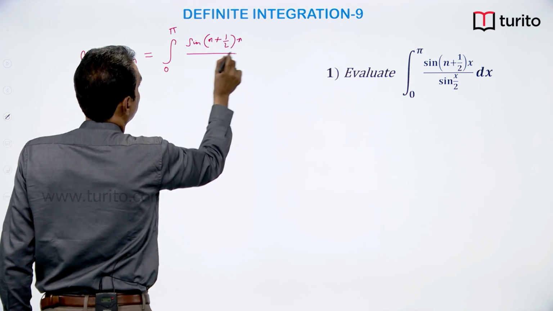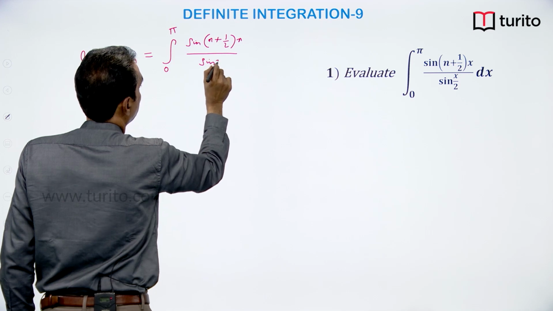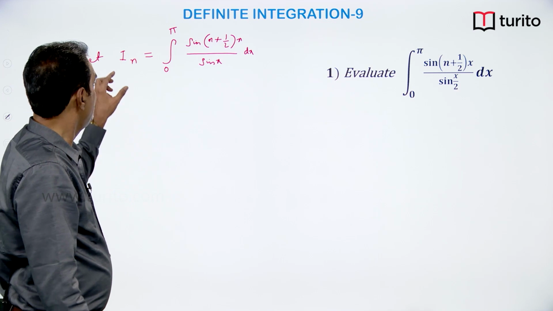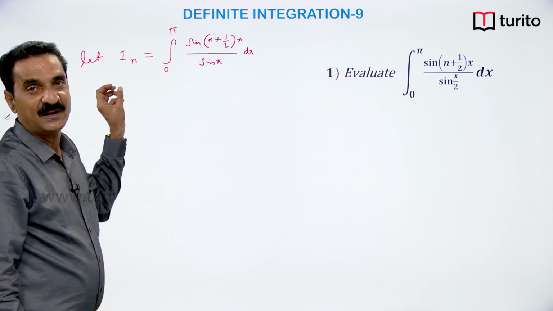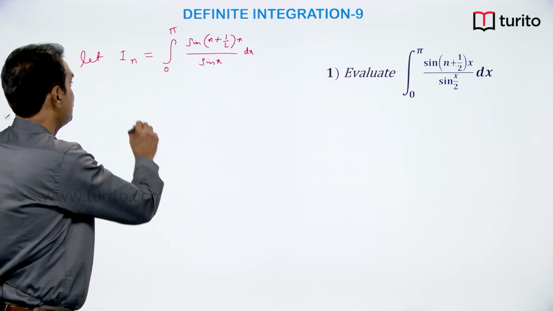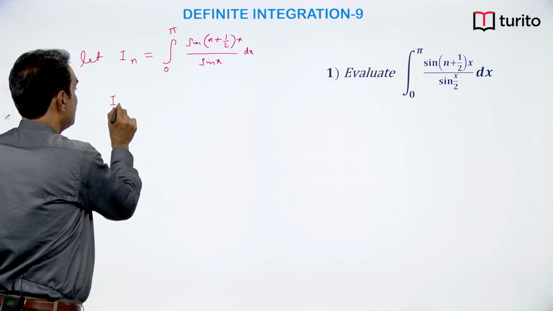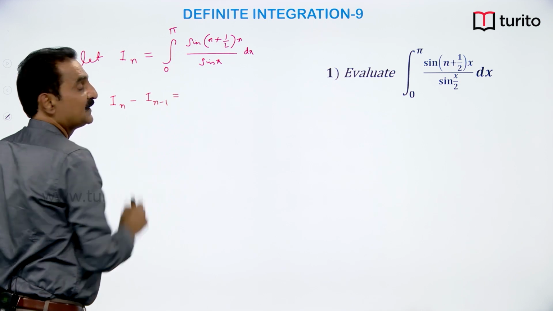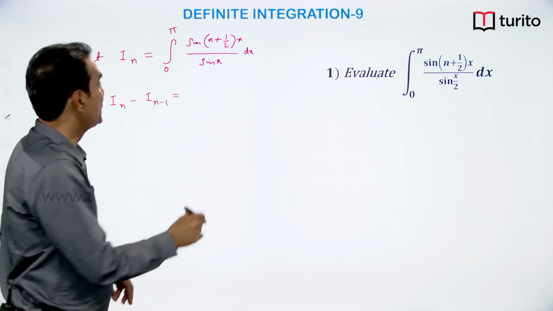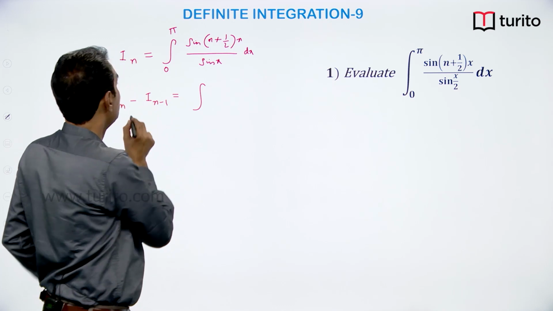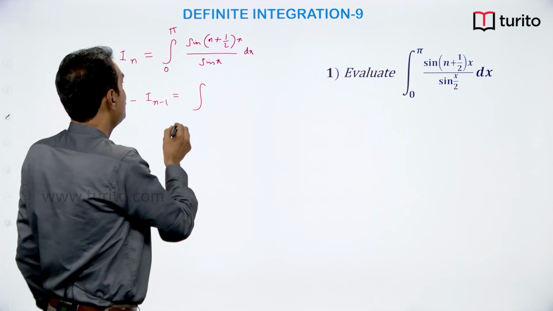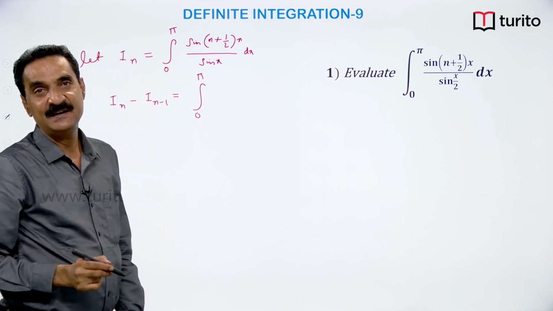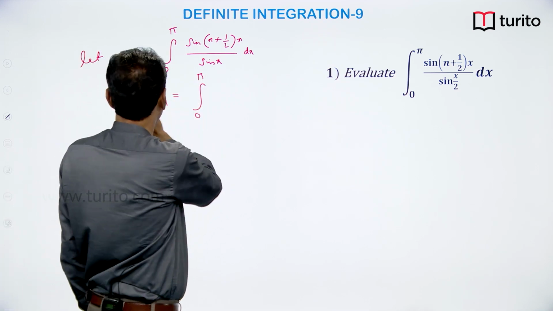In is this. Immediately find the difference between In and In minus 1. In minus 1 will be, both the integrals will have the same limits, 0 to pi by 2, 0 to pi. The denominator is not containing n, so it will be the same in both the integrals.